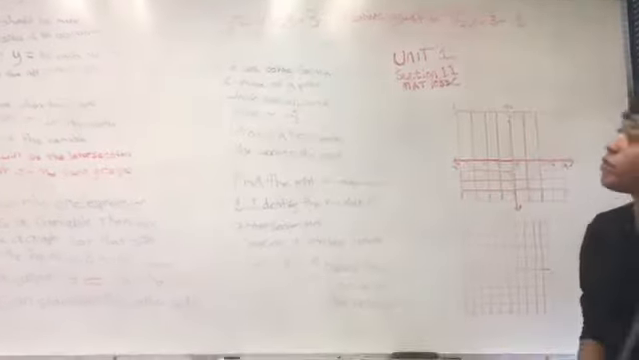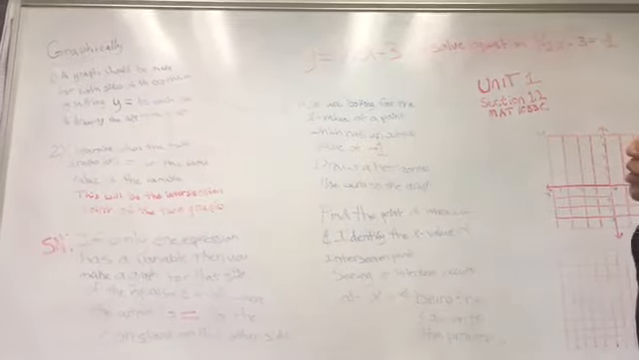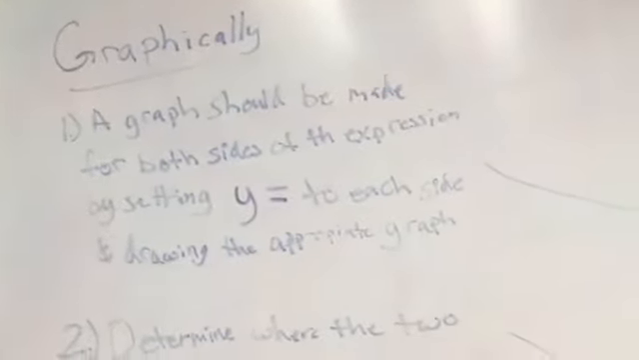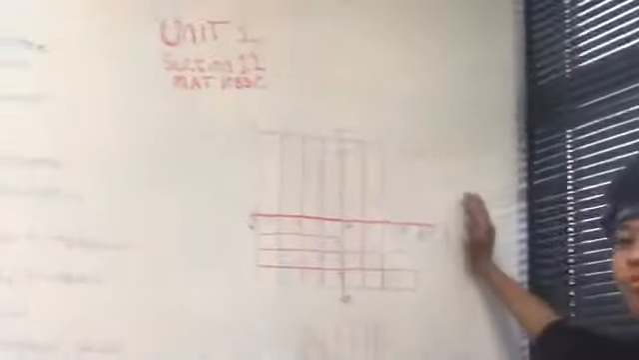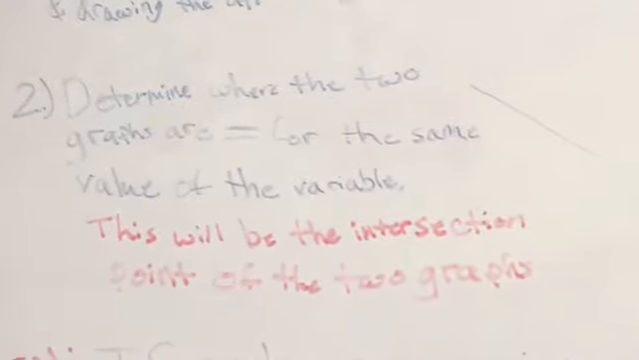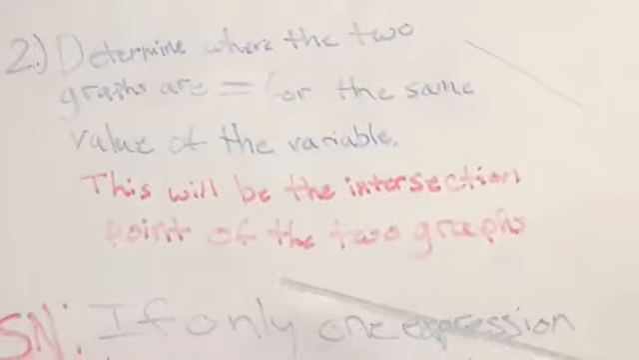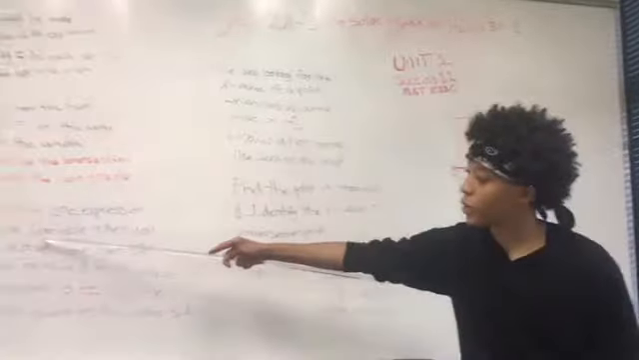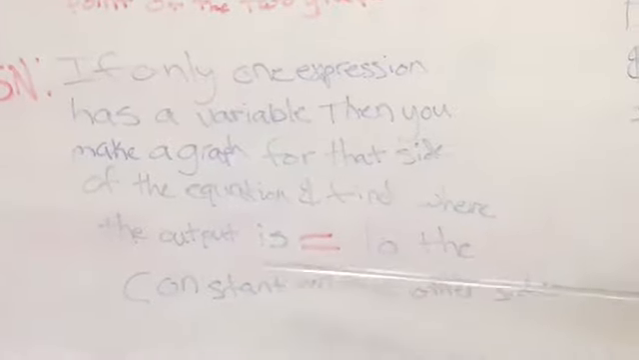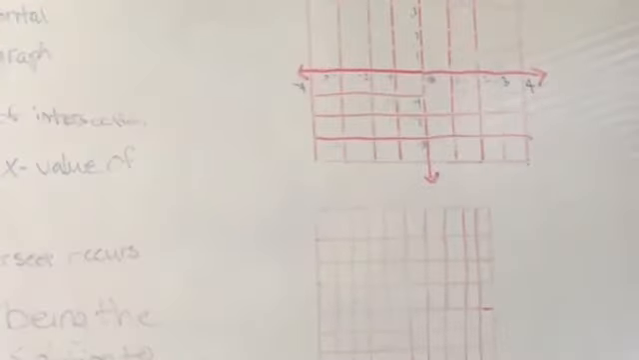These are the steps. Step 1: a graph should be made for both sides of the expression by setting y equal to each side, and drawing the appropriate graph, which we have pre-drawn. Step 2: determine where the two graphs are equal for the same value of the variable. This will be the intersection point of the two graphs. There is a side note: if only one expression has a variable, then you make a graph for that side of the equation and find where the output is equal to the constant on the other side. And here's your equation.